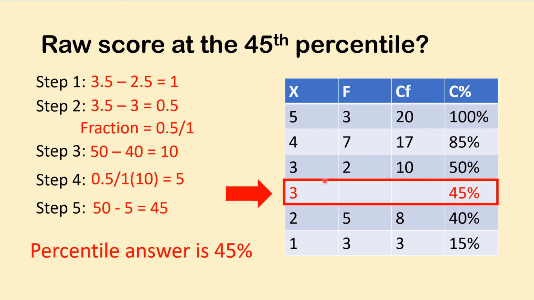Once we have the fraction for this side of the table, now we switch to this side of the table. 50 minus 40 equals 10. Now that we have this value, we multiply it by the fraction, which gives us a value of 5. With that value of 5, we subtract it from the upper limit here to get the value of 45. And that is the answer. You can see here that we've matched the original question, that it was at the 45th percentile. So if you're not really sure if you got the correct answer originally, you can do this in reverse order to make sure it's matching the original question.